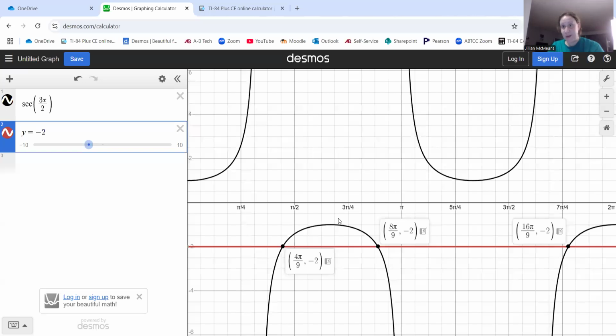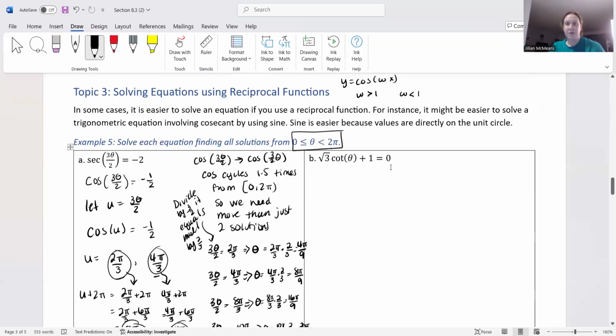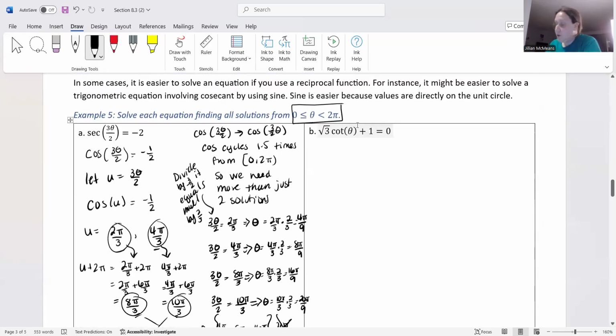Luckily, the next one that we're going to look at, we have theta by itself, so it's not going to be as bad. Okay, so for part B, we have √3 times cotangent of theta plus 1 equals 0. So let's go ahead and solve. We want to isolate the cotangent. So I'm going to start by subtracting 1 from both sides. So I get √3 times cotangent of theta equals -1. And then I want to divide both sides by √3. Okay, so that gives me cotangent of theta equals -1 over root 3.